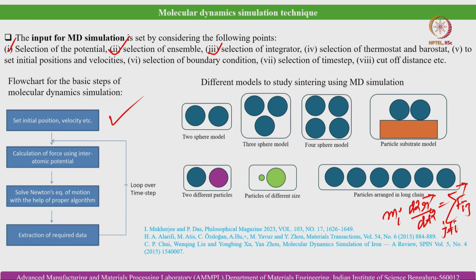There are some fundamental models that are generally studied to get insight into sintering densification: the two sphere model, three sphere, four sphere, particle-substrate model, sintering between particles of different sizes, particles of two different materials, and particles arranged in a long chain. These are the following papers. If you are interested, you can go into detail.